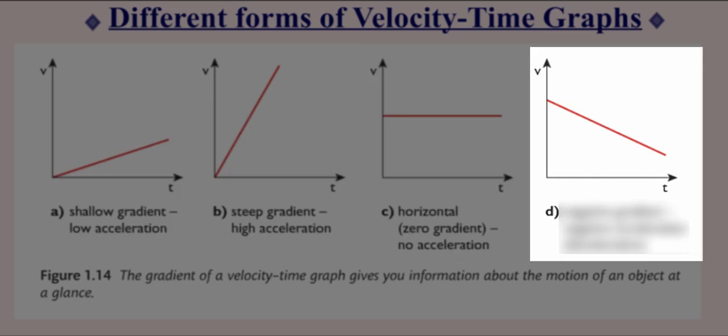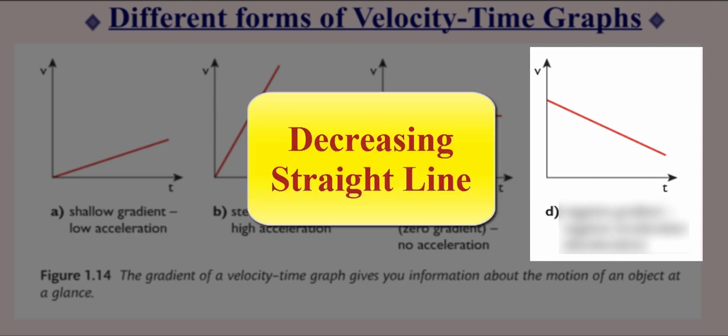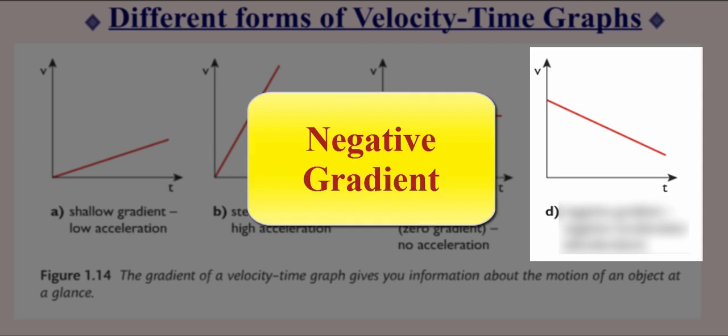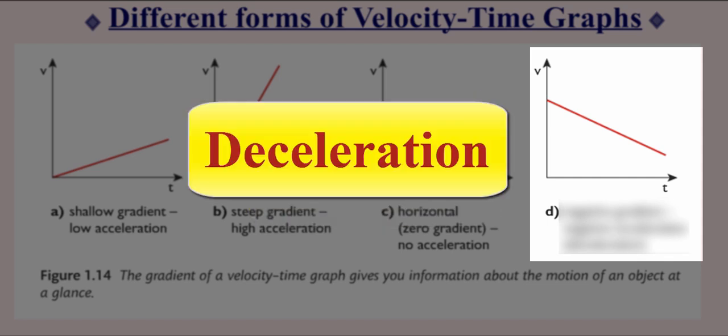The last graph here is graph D. We have a decreasing straight line. This means that the velocity is decreasing with time. And if we calculate the gradient and the acceleration, we're going to get negative values for both. And here we can call the acceleration deceleration.